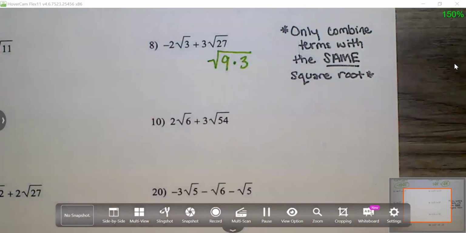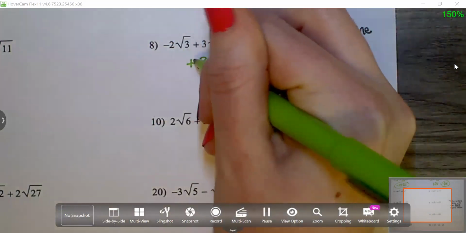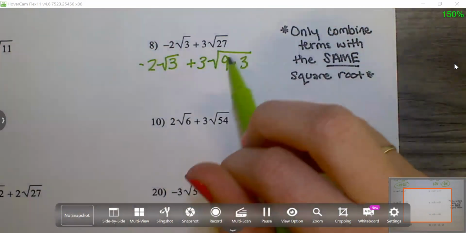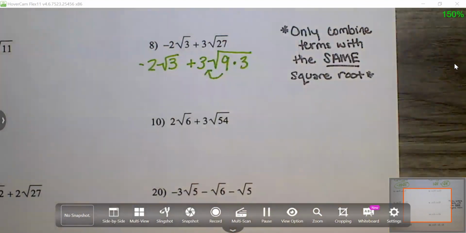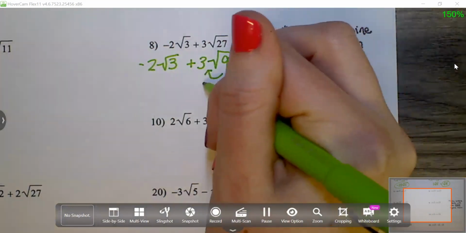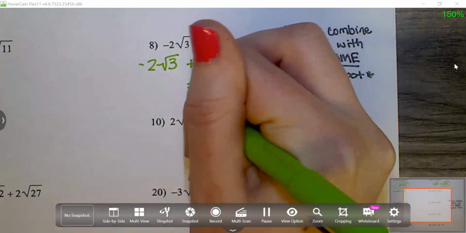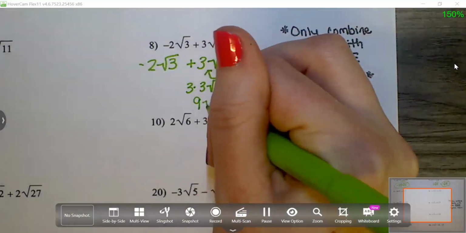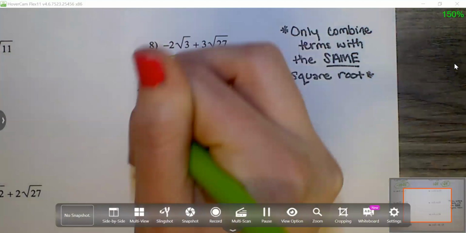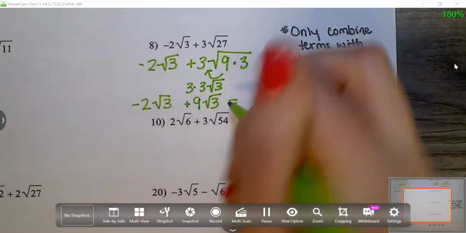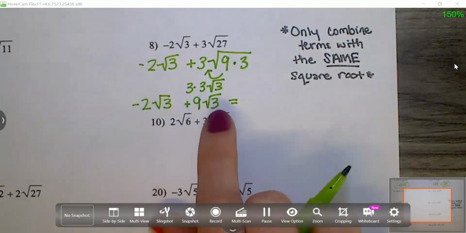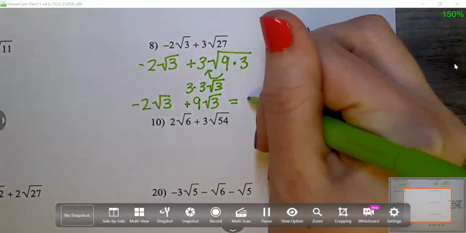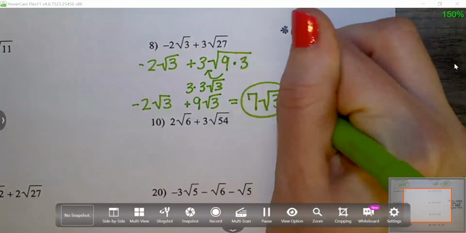I'm going to bring down everything else. There's a 3 hanging out in front of this, and I have a plus sign, negative 2 root 3 hanging out in front of this. I'm bringing it all down, but I'm going to simplify this part right here. My perfect square can come out. And so I end up with the square root of 9 is 3. Of course, that's going to be multiplied by the 3 that was already hanging out in front. So I now have 9 root 3 here that I'm adding with that negative 2 root 3. Now that I have the same square root of 3 and square root of 3, negative 2 plus 9 is what I'm adding together. Negative 2 plus 9 is 7. So I have 7 root 3 as my answer.